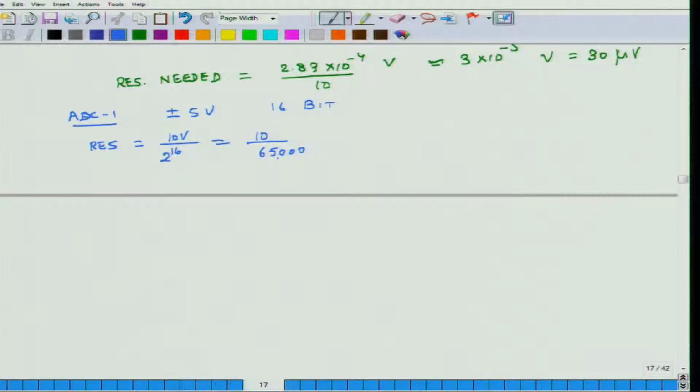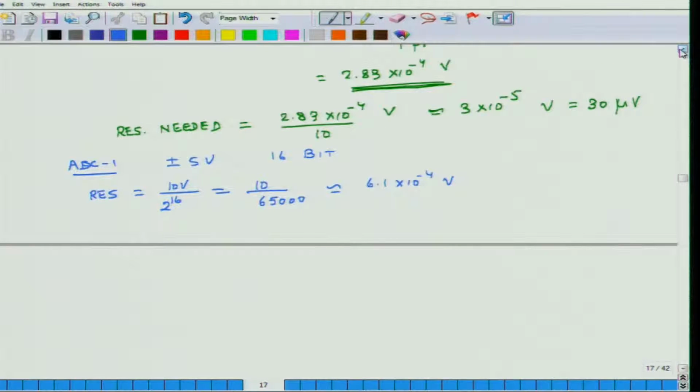I am just approximating it, okay? And if you do the math, you get roughly something like 6.1 into 10 to the power of minus 4 volts, okay? So if you use this instrument, you will not even be able to sense this number, the maximum voltage.